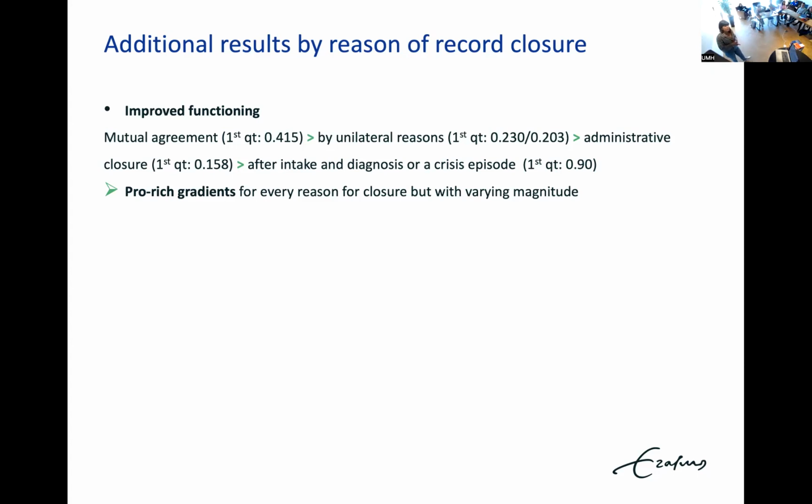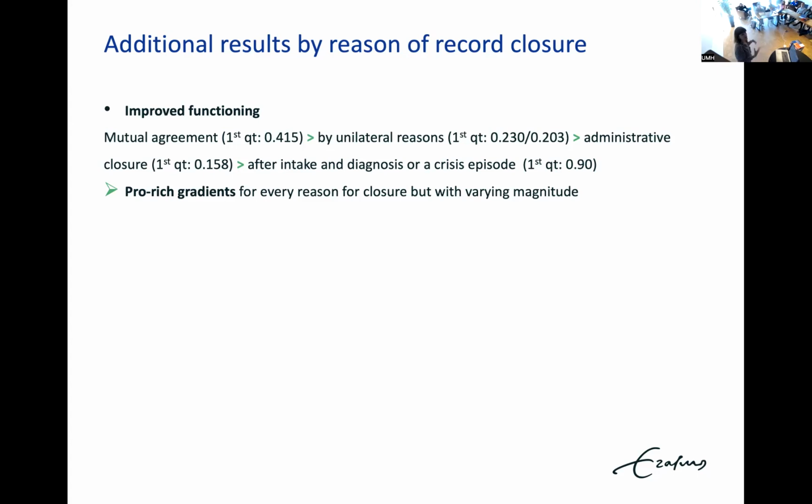But I'll double check. So just to show you a bit of how our outcomes vary or not according to the reason of closure, in terms of whether people improve their functioning. Before any inequalities, just to say that as expected, people that finished the record in mutual agreement are the ones that improved the most, 41%. And then by unilateral reasons, so patient or provider side, and then administrative, only 15% of those that have this admin closure will improve. And the least is people that just have this very short care after a crisis episode.